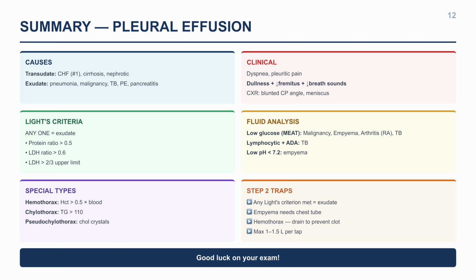Finally, the classic step 2 traps. Any single Light's criterion met makes it an exudate. Empyema always needs a chest tube. Hemothorax must be drained to prevent clot organization. And never remove more than 1 to 1.5 liters at one time to avoid re-expansion pulmonary edema.